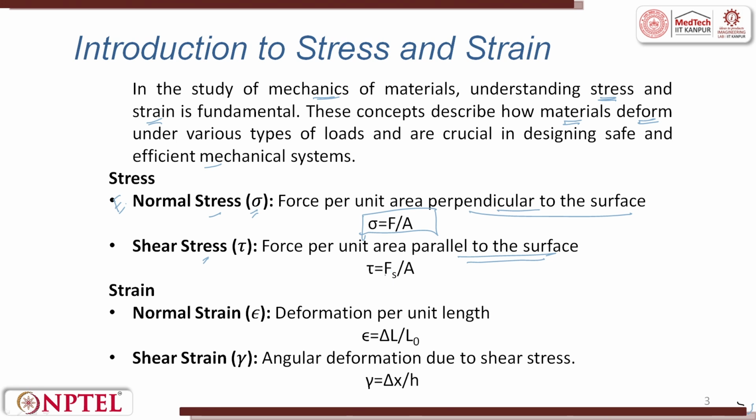So, Fs is the shear force divided by area. Strain, normal strain, is nothing but deformation per unit length, represented as strain equal to delta L by L naught, which is the original length. When we define shear strain, because we saw shear stress, shear strain is represented as gamma, and it is nothing but angular deformation due to shear stress. So, gamma is equal to delta x by h.